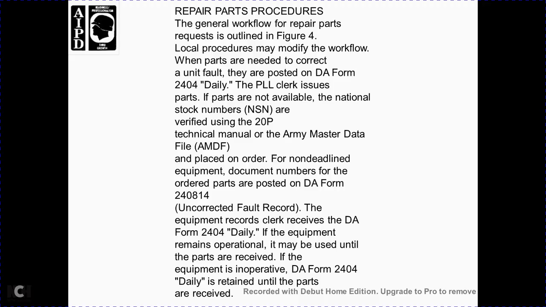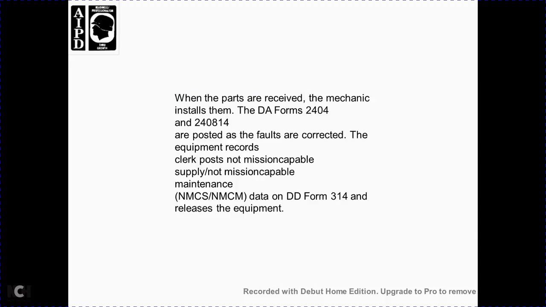Equipment records: the clerk retains the DA Form 2404 daily. The equipment remains operational, which may be due to the parts that are received. If the equipment is inoperative, the DA Form 2404 daily is retained until the parts are received. Figure 4 shows the repair parts request form, work form.